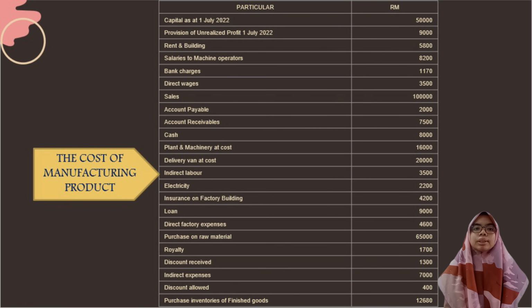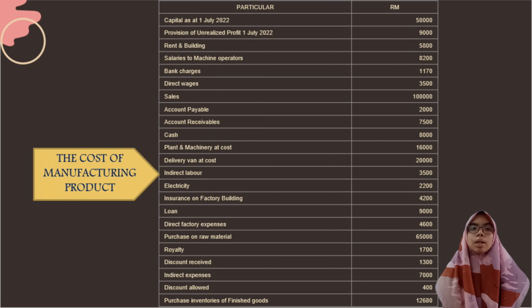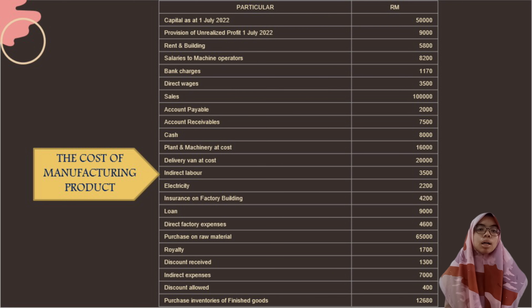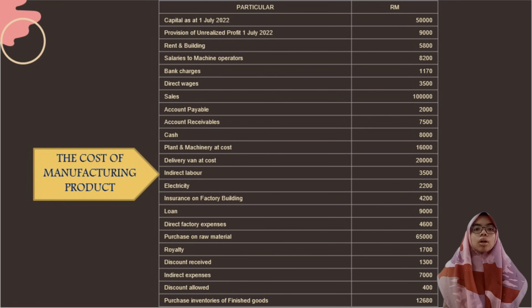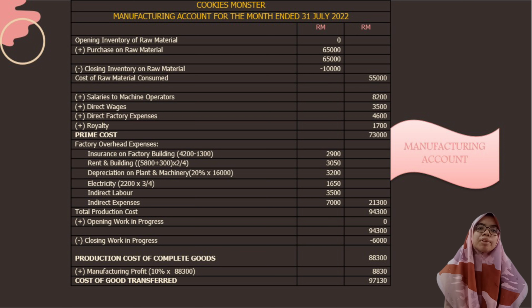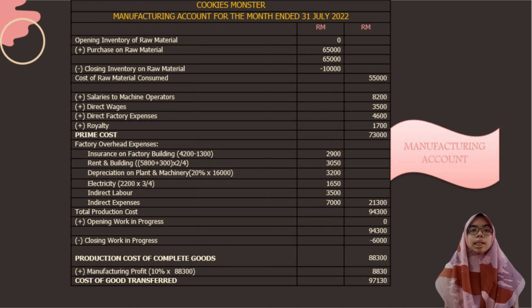Before we make the manufacturing account and financial account, we identify all the costs involved in manufacturing the product. So, this is the cost we identified. For cost of raw material consumed, we got 55,000. We had purchases of raw material and then minus closing inventory of raw material.